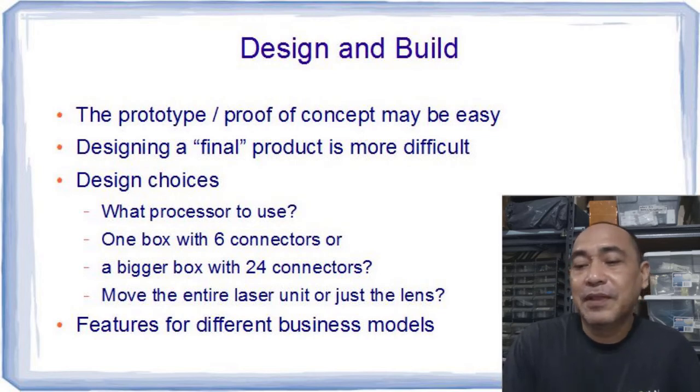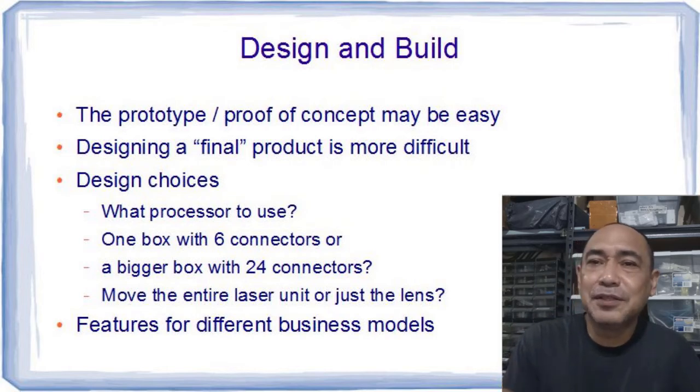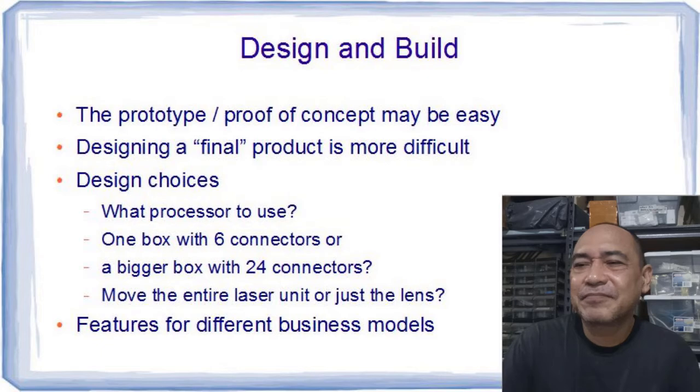So one of the things I'm considering is an ESP32 with Wi-Fi, so you can just use your phone to change those sequences. Another thing is the mechanical stuff, like do you build one big box with 24 connectors or a smaller box with six? Now that would depend on what your market is, what people would actually use. So in our case, we're trying to make signs, so I'm still studying that.